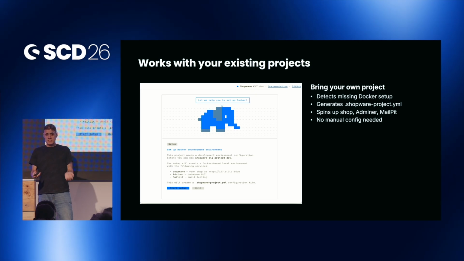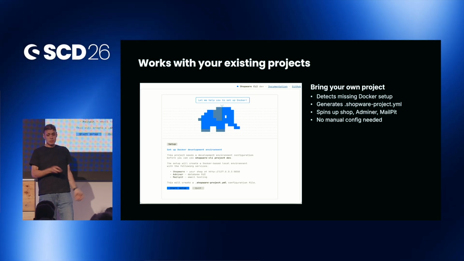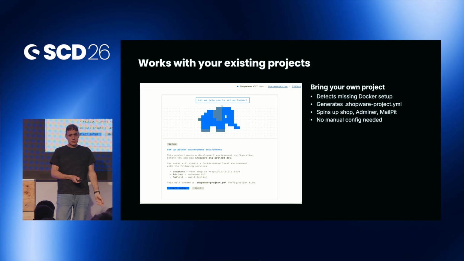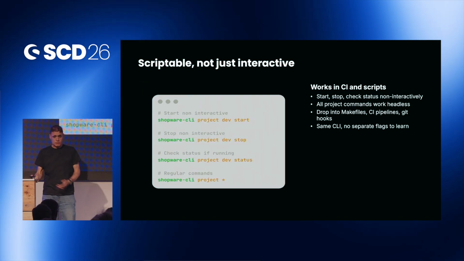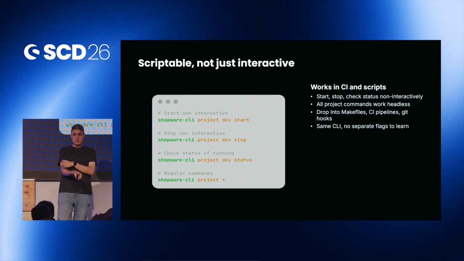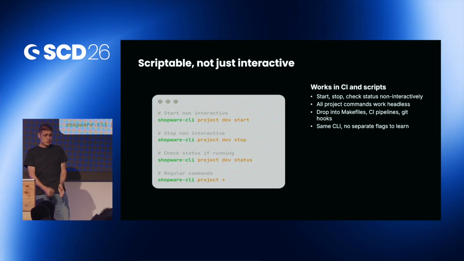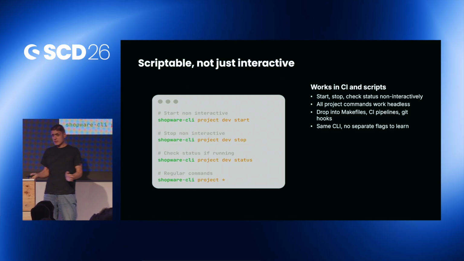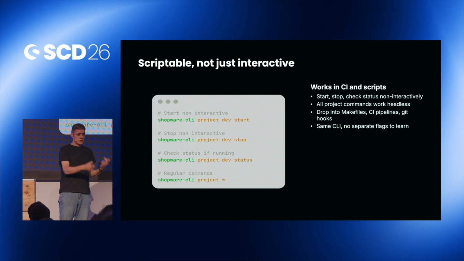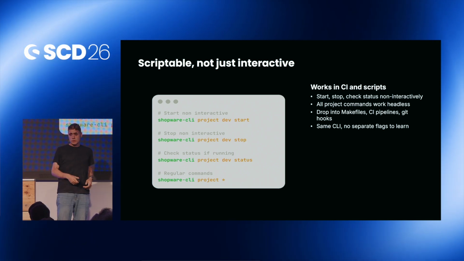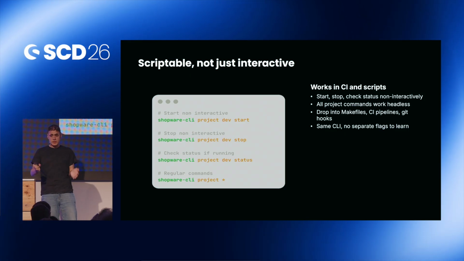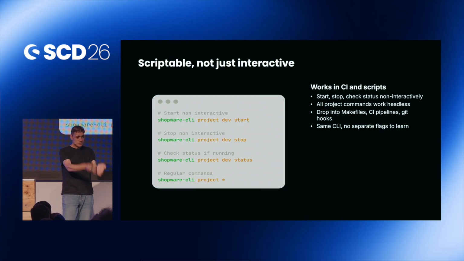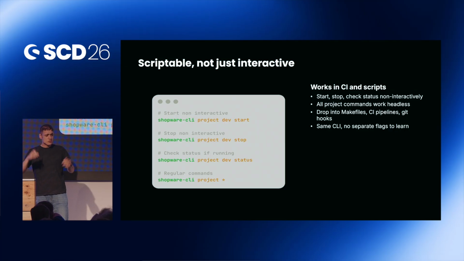And TUI is nice for humans, but you maybe want to script things. Therefore, what we have also is that the commands are scriptable. That's pretty important, especially in the day of AI agents. I tried to let Claude use the Shopware CLI to create a project for me and run it. With that, it can do it because it's not stuck in the TUI.